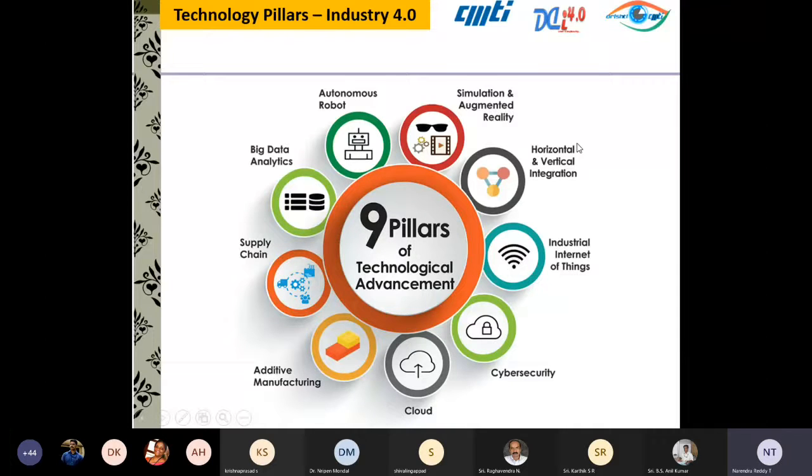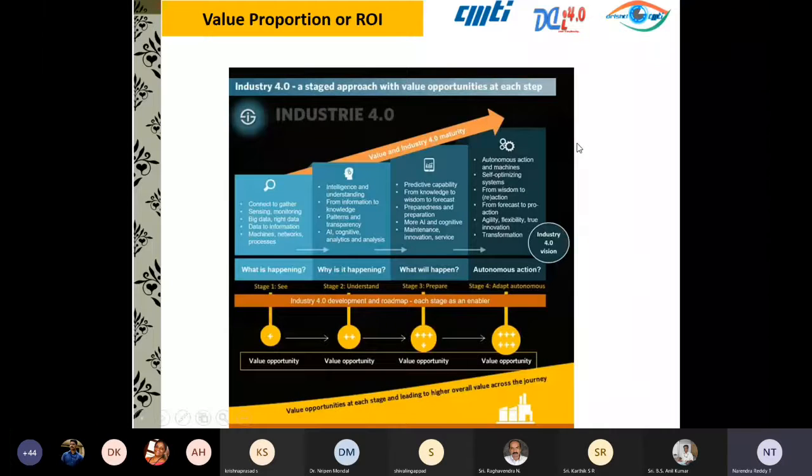Now, many times when we give a talk to MSME industries, they always ask, sir, how much investment is required? For that investment, when will I be able to get my return on investment? That is a fundamental question. Every time we get it. The answer for that is this slide I wanted to explain.